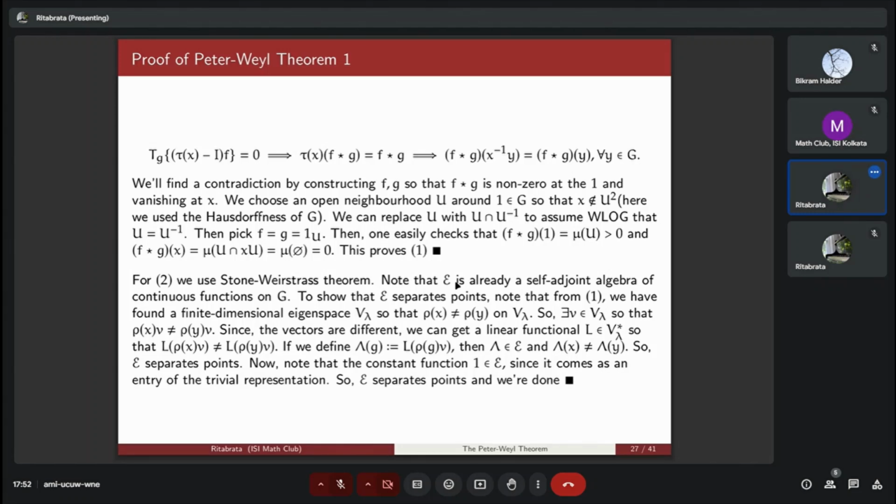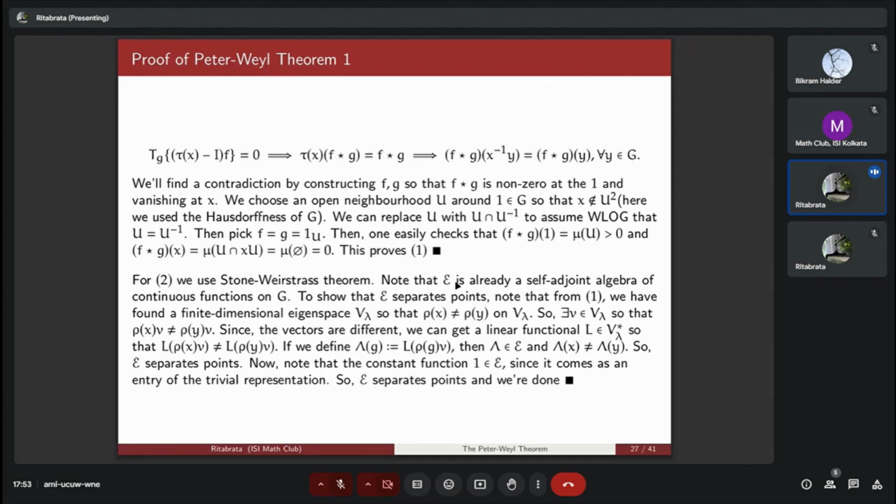We need to show that the set of matrix coefficients separates points. Note that from the first part, we have already found a finite dimensional eigenspace V lambda so that rho x is not equal to rho y on V lambda. That is, rho is not the identity on V lambda. So there exists v in V lambda so that rho x of v is not the same as rho y of v. Since the vectors are different, by choosing a convenient dual basis, you can find a linear functional L which takes different values on these two different vectors. That is, we can find a linear functional L so that L applied to rho x of v is not the same as L applied to rho y of v.